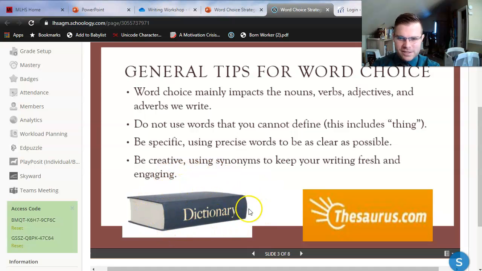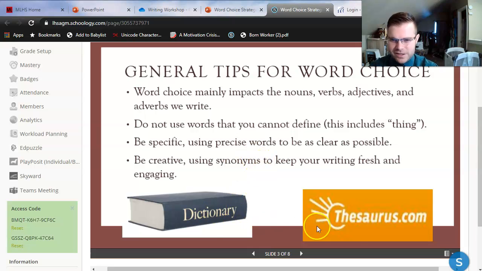Going back to my dog example, right? Let's say I need to use the word dog, but I'm talking about a specific dog that I don't quite know. I'm going to get online, or I'm going to grab a dictionary and actually look up what word I'm looking for there. The other general tip is to be creative by using synonyms to keep your writing fresh and engaging. The word dog, for instance, it's kind of a boring word on its own, right? But the word pooch, or the word puppy, or the word hound, or the word mutt are more creative, and by varying that in my writing, I make it more interesting for my reader.